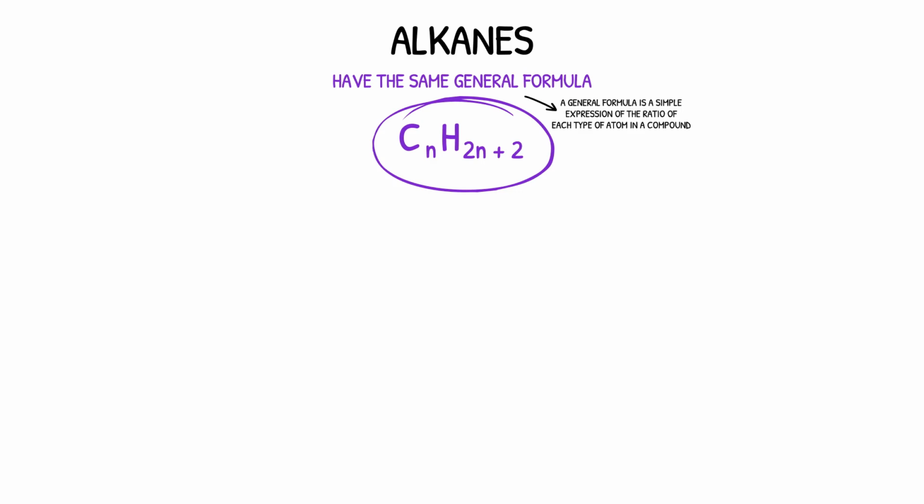For example, methane, which is the first alkane in the alkane family, has the chemical formula CH4. The number of carbon atoms in this formula is 1. 1 multiplied by 2 is 2, plus 2 is 4. The chemical formula for methane follows the general formula of an alkane, and therefore belongs to this homologous series.